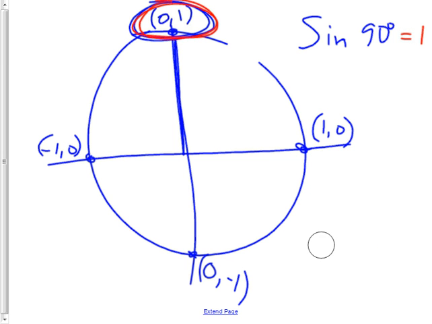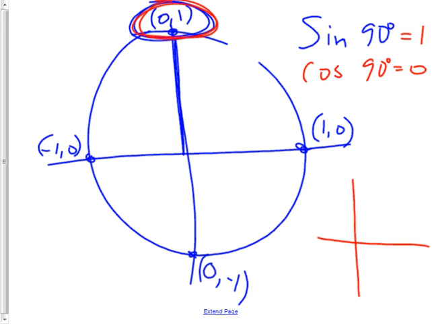How about cosine? What's cosine? It's the x of it, and that's 0. How could cosine be 0? Well, because cosine starts at 1, and it goes down, and then it comes back up again. Its loop is just shifted from sine's a little bit, but it still goes up and down and up and down. It hits 0 at 90 degrees, at pi over 2.